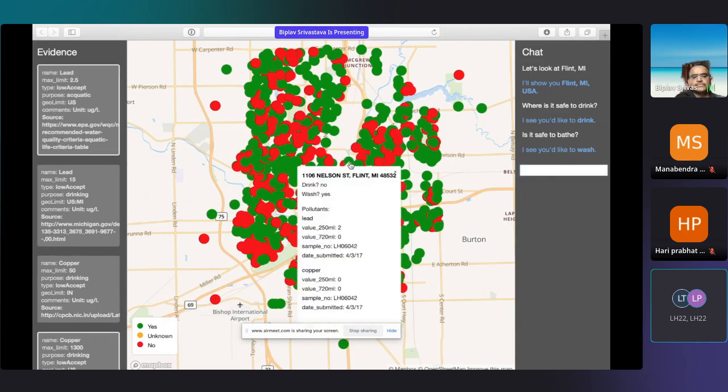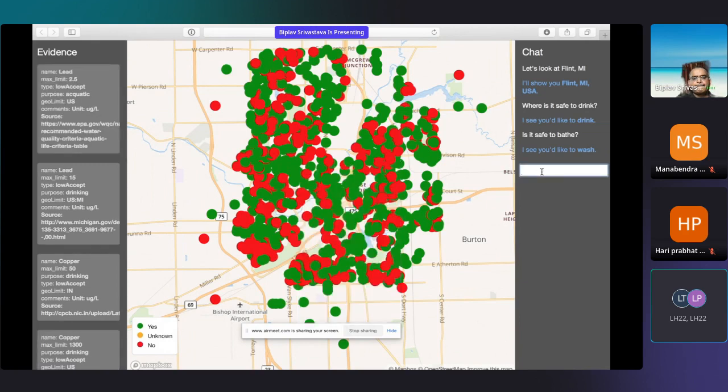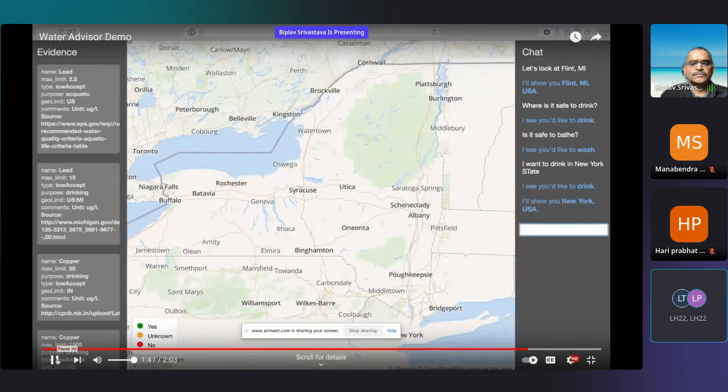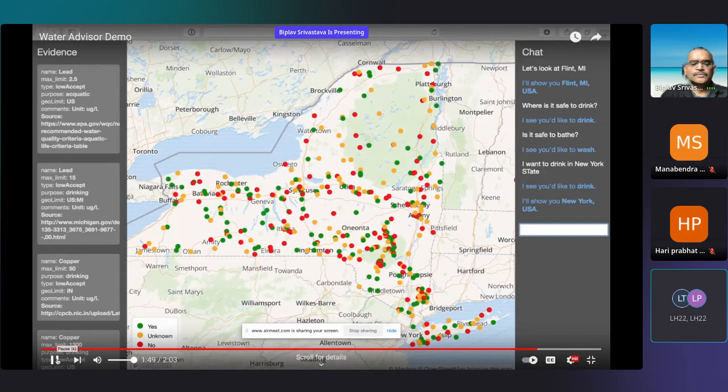Here is a location where it's safe to bathe. Notice that different regulations are highlighted as supporting evidence for this assessment. Now let's look at data for New York. I want to drink in New York State. We now see water quality sensors spanning New York State.